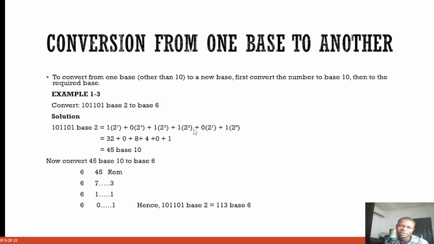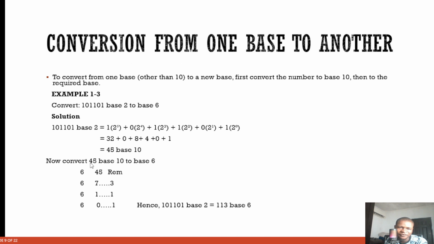I think we have dealt with this before, so we follow the same procedure to convert to base 10. If you cannot get it, you can rewind your video and check what we have done before in order to convert to base 10. You can see what will happen here. We convert to base 10 first. So we now convert back to base 6.